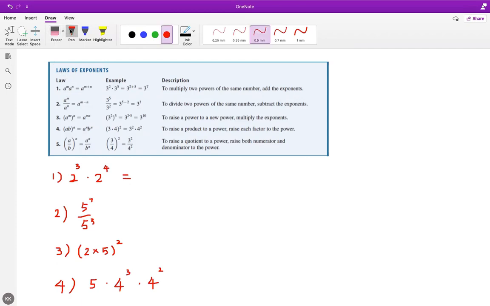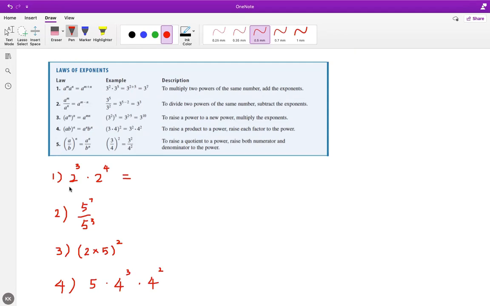Okay, next, we want to go over some problems related to law of exponent. The first question we got is 2 raised to the 3 power times 2 raised to the 4 power, and I need to evaluate this expression. So which law can I use for question number 1?